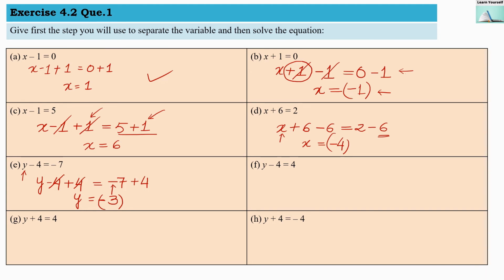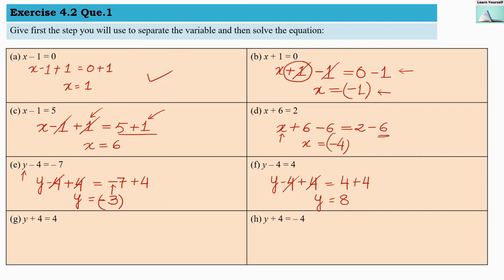Equation F is y minus 4 equals 4. So y minus 4 is there. If I want to make my variable separated, then I have to add 4 here. And similarly towards the LHS, I am going to add 4. So these two numbers will get cancelled out. I will get y equals 4 plus 4, 8.